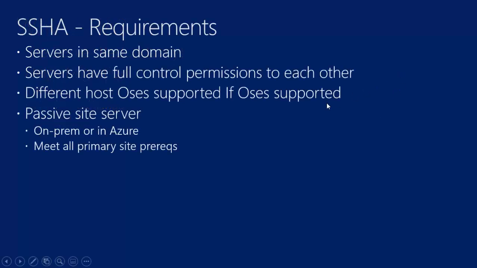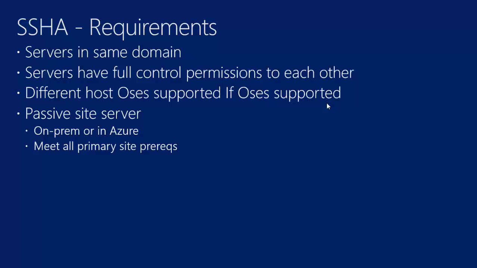So what are the requirements for this? Well, the servers have to be in the same domain. You have to have full control permissions back and forth to everyone because the site servers are working in tandem and have to be able to have the same levels of control and talk to each other and so on. There's also full control permissions that you have to have in SQL. Another way of saying that is the passive node has to be able to get the SQL the way the active one is. I'll show you a couple of things on that as we go.